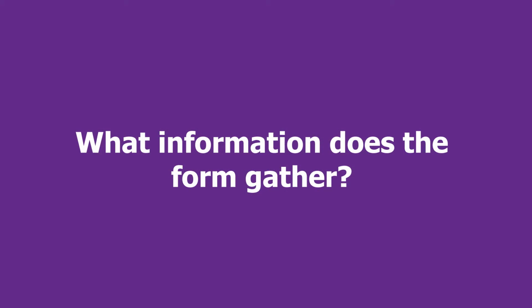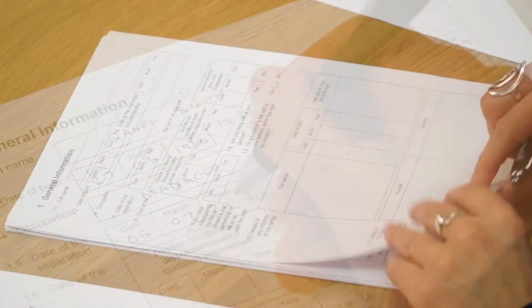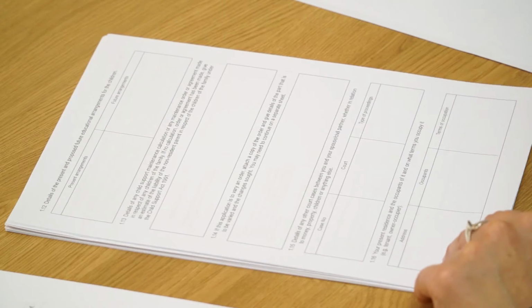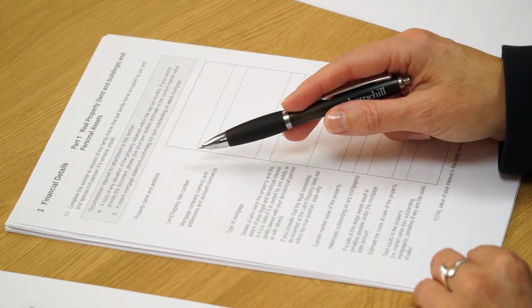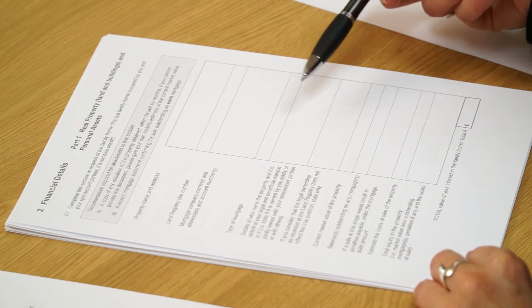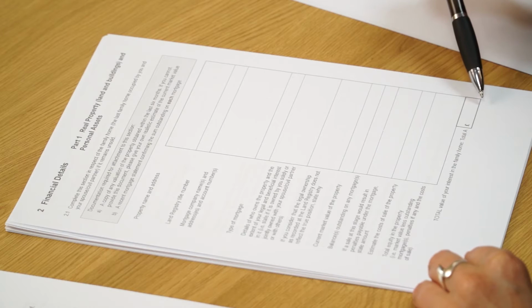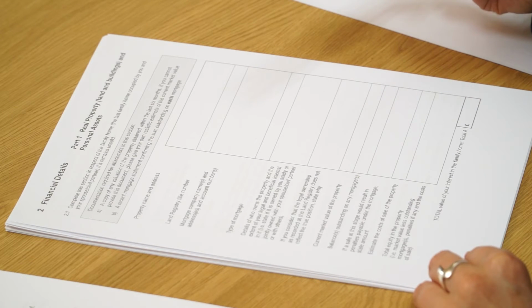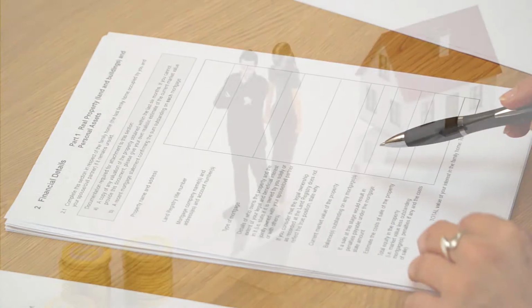The opening section of the form gathers general information about you, your children and your living arrangements. Section 2 goes on to gather financial details, starting with a series of questions about the property you own. You need to complete the sections to show your share of the family home. In this section, you will need to include details of your mortgage company, the amount of mortgage outstanding, the property value and the estimated costs of sale.